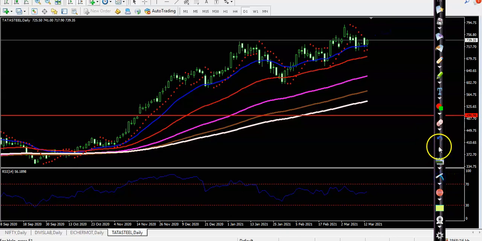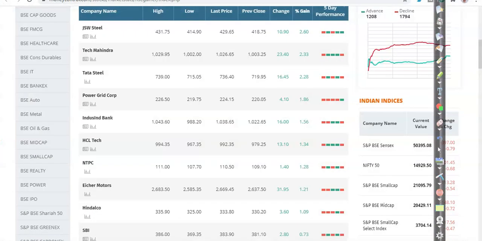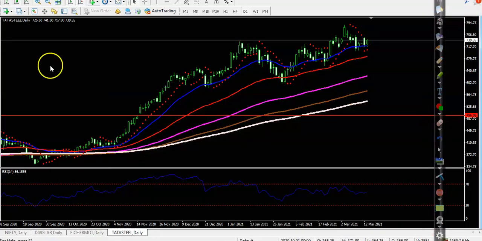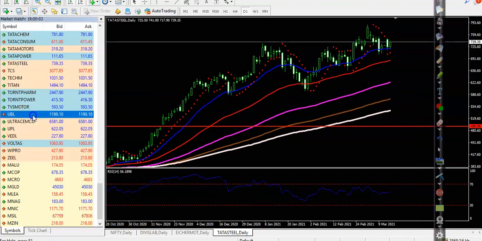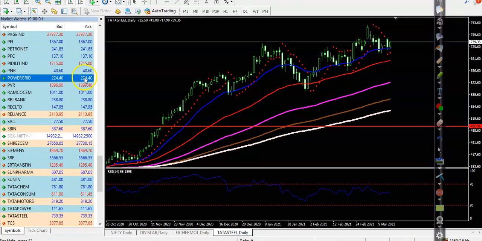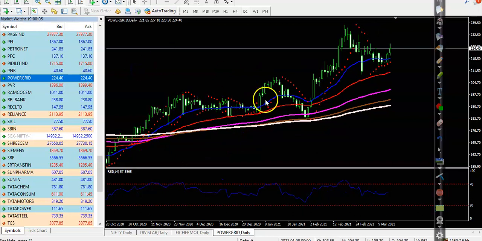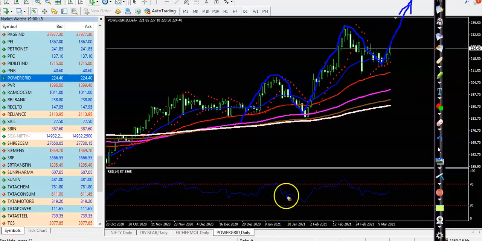And another one, Power Grid. Okay, this one, Power Grid. Here you can see we have seen a perfect entry point. Price is creating higher high, higher low, higher high, higher low, so we are expecting the price will create a new higher high.